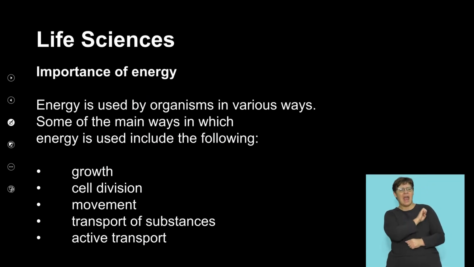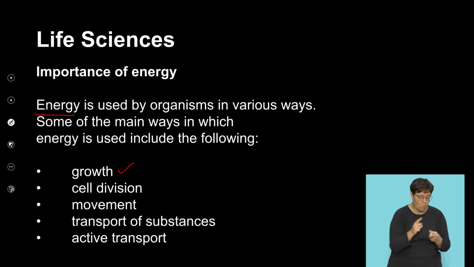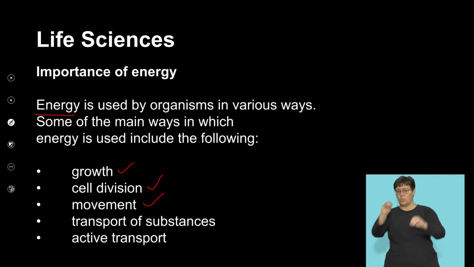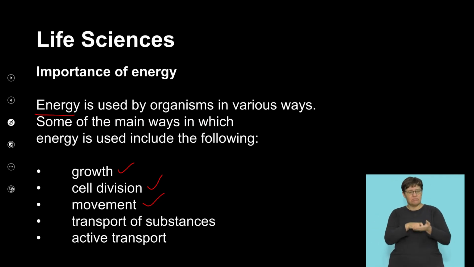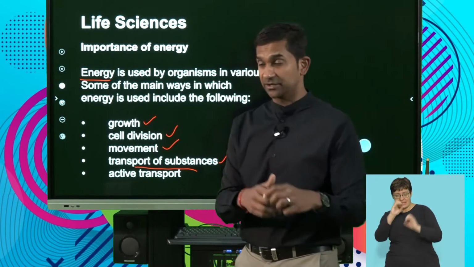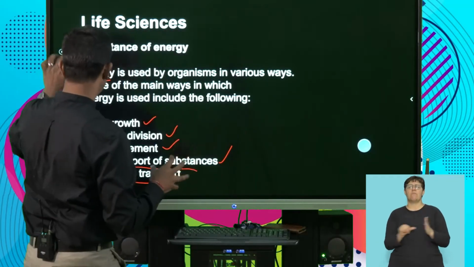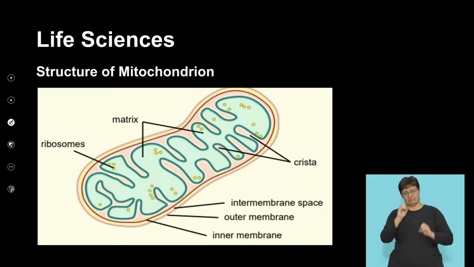So guys, why is energy important? Energy is important for various processes in an organism. It's required for growth, for cellular division, for the movement of organisms. It's also required for the transportation of substances, where energy moves substances into and out of a cell. And we refer to that as active transportation. So we see that energy is vital to many organisms functioning.